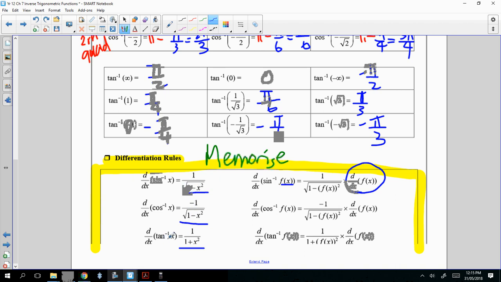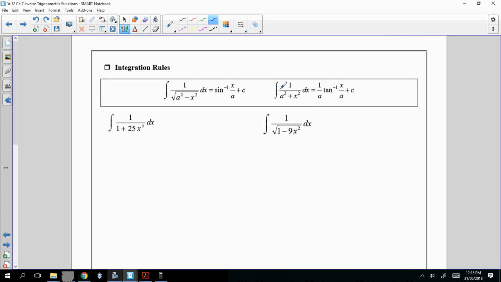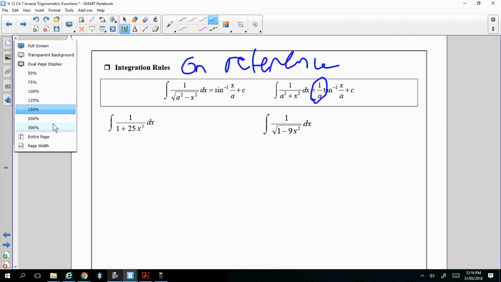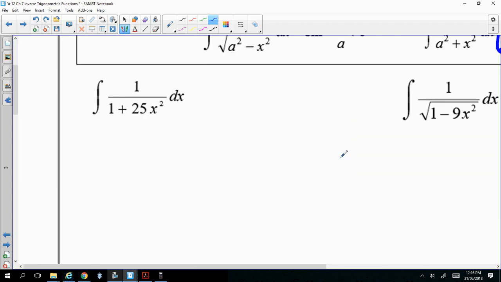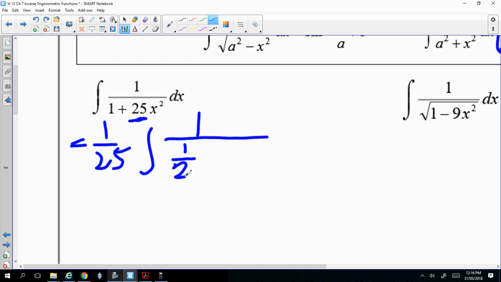Alright, after we do this, then we can have some integration rules. Let's look at the integration rules. So you have these questions. That's on the formula sheet, on reference. But you need to know how to use it. Remember, that one you get sine inverse. This one you get tan inverse with an extra 1 over a in front. And be careful that to use this formula, it has to be in this exact form. So for example, if you have a 25 in front of x squared, make sure you take the 25 out. Do it like this. And then you can proceed to use the formula for tan inverse.